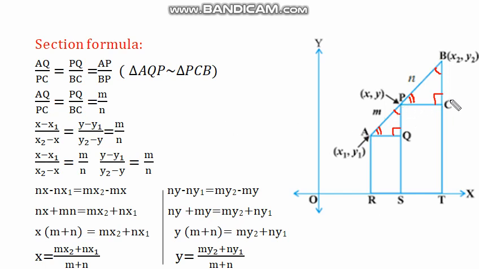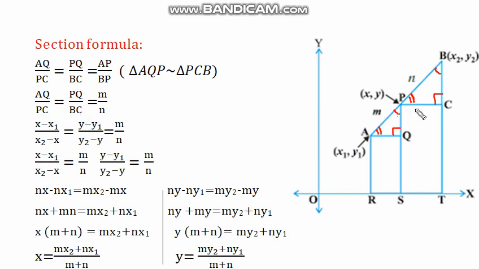Next we need to find out PC. See here, the X coordinate of C is x2. Actually the x2 is the distance from the Y axis. What is the X coordinate of P? We know that it is x. So how to find out PC? x2 minus x.